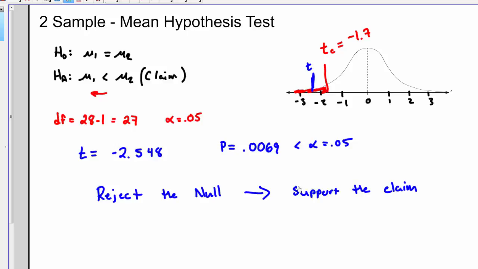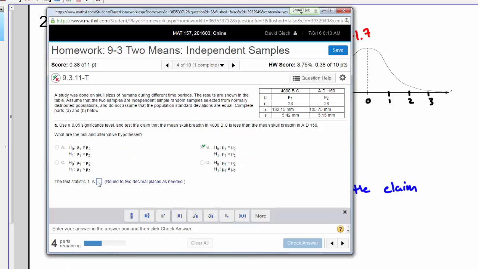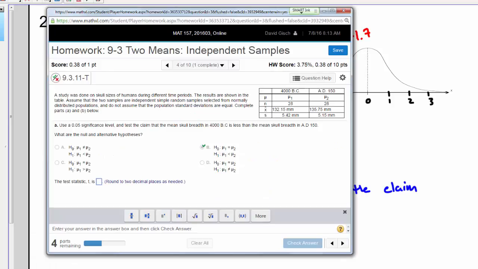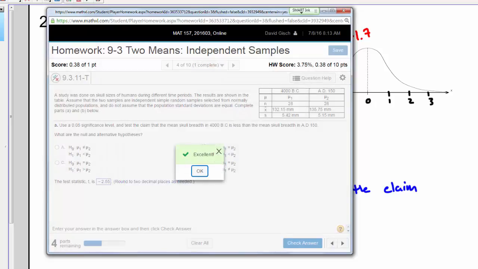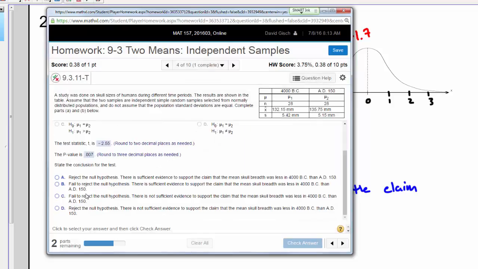Okay. So I got everything I need. So let's jump into the problem and get this going. So test statistic, I guess what was that? Negative 2.548. Short-term memory, rounded 2 decimal places, so negative 2.55. P was 0.0069, so 3 decimal places, 0.007. We're going to reject the null and support the claim, so that's answer A.